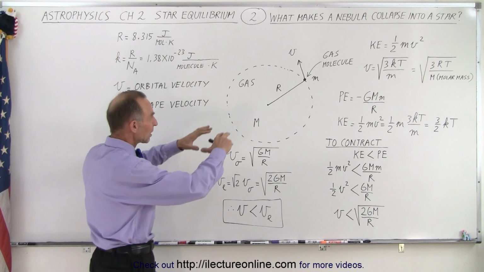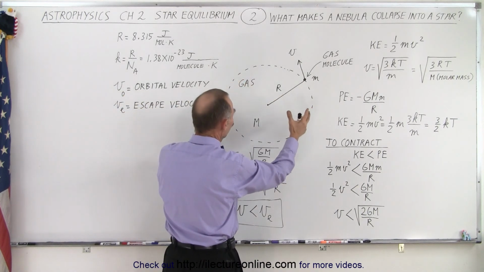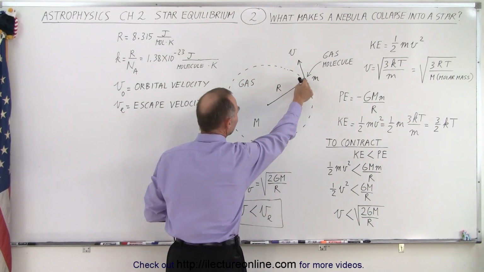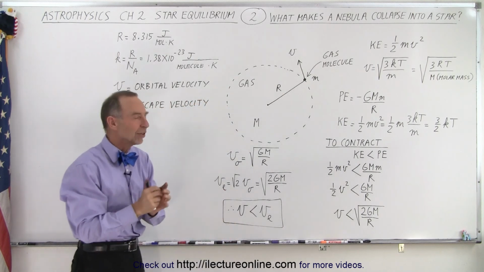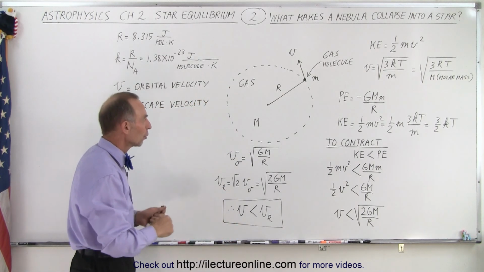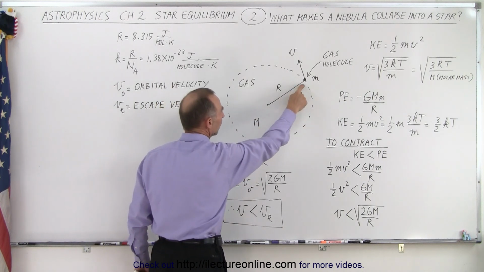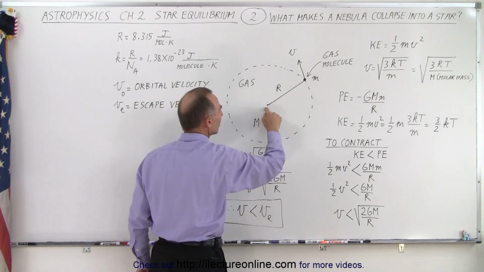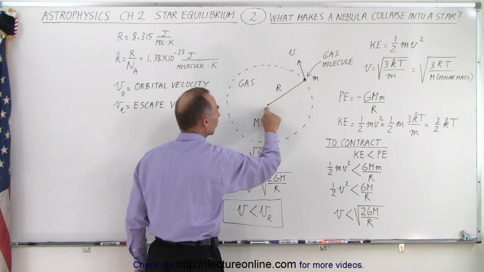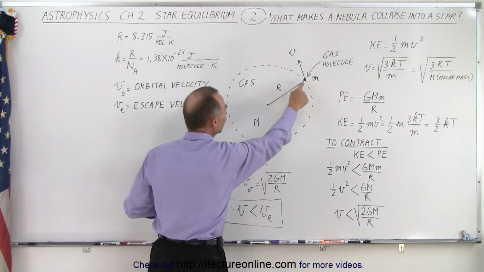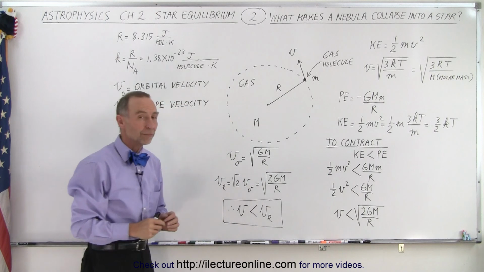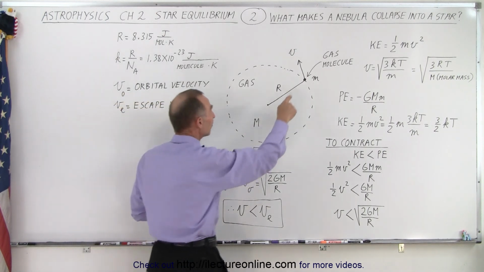So if we assume that this sphere here represents a nebula, and we'll take a gas molecule at the very edge of that nebula. Notice the gas has mass big M, and the molecule has mass little m, and the radius is the distance from the center of the nebula to the edge where that molecule resides. Now that molecule will have some velocity v.